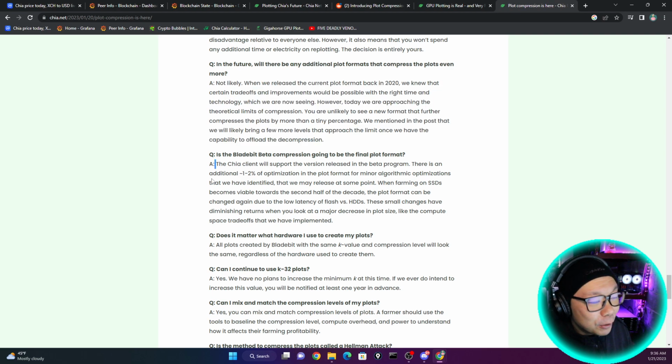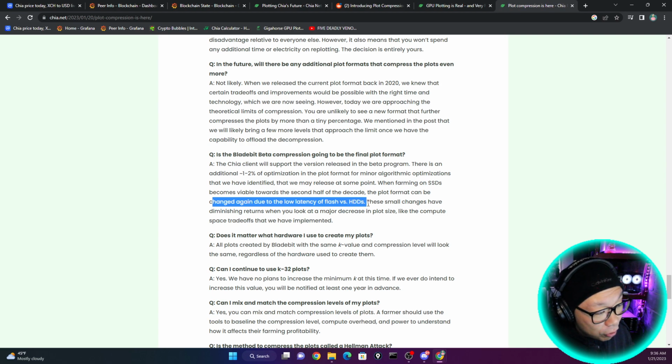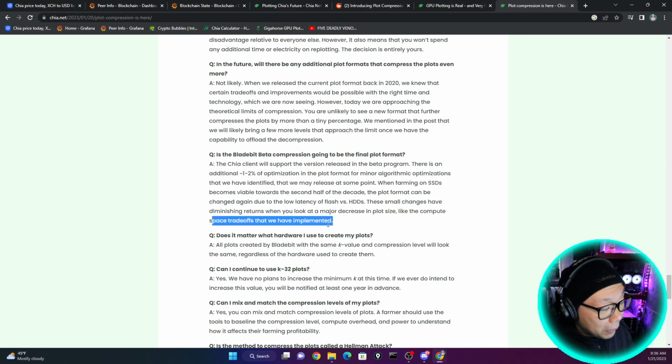The CHIA client will support the version released in the beta program. There is an additional 1 to 2% of optimization in the plot format for minor algorithmic optimization that we have identified that we may release at some point. When farming on SSDs becomes viable towards the second half of the decade, the plot format can be changed again due to low latency of flash versus hard drives. These small changes have diminished returns when you look at major decreases in plot sizes, like the compute trade-offs that we have implemented. All right, I'll take a little minute to absorb all that.